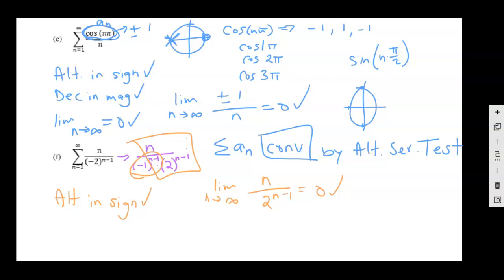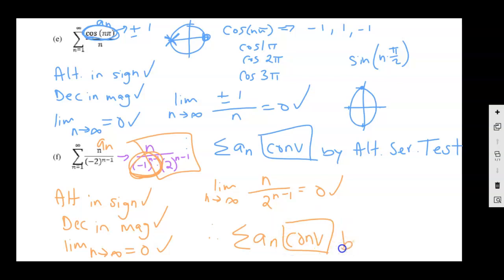So alternate in sign, you could see that by that chunk. And then the last two: decrease in magnitude, we got that was a check. And then we did end up finding that the limit as n went to infinity was 0. So we did get check, check, check. Therefore, my series converges by the alternating series test.